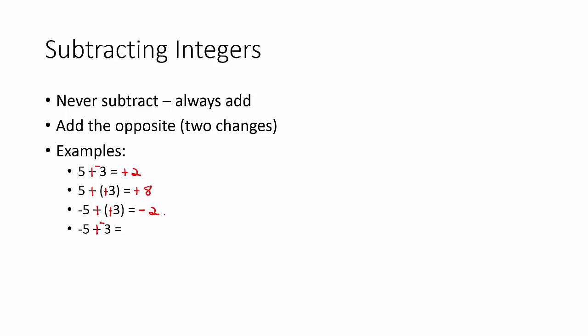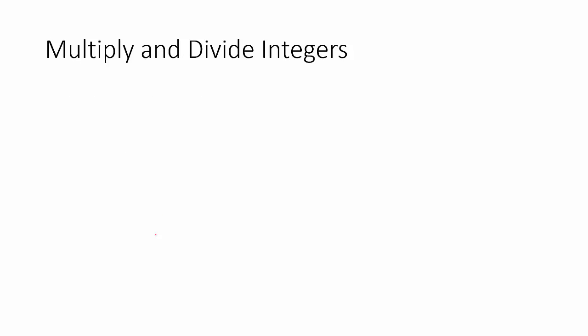And negative 5 plus negative 3, same sign, so we keep the sign. And 5 and 3 is 8. So every subtraction problem, change to an addition problem by adding the opposite.